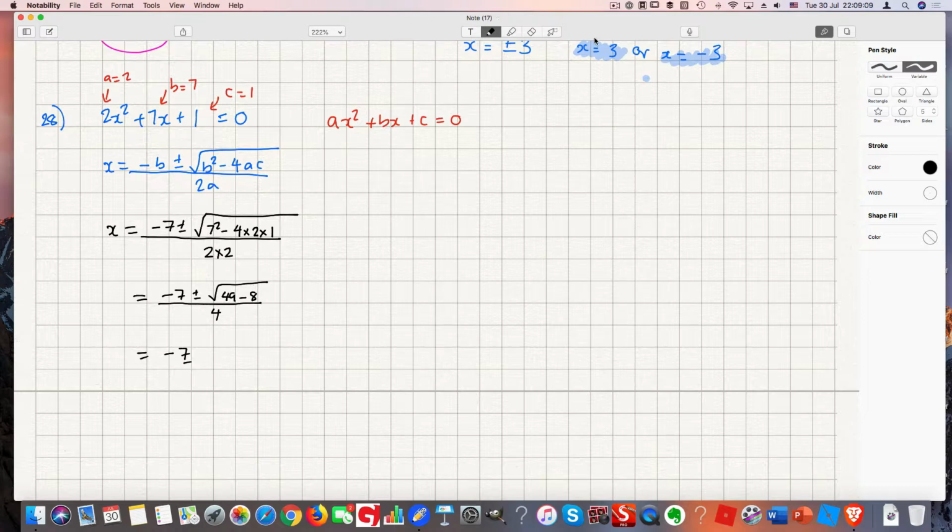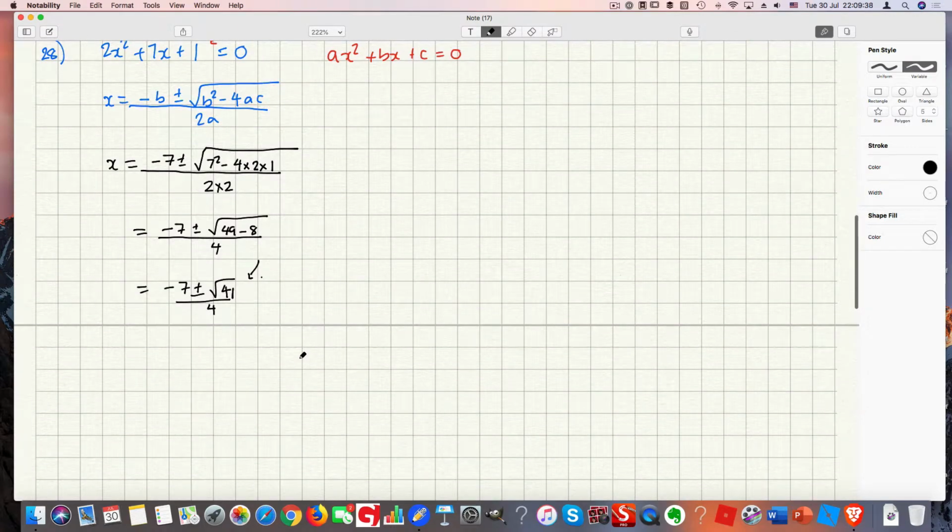Minus 7. Is there a back button? No, I'm going to have to use the rubber. So plus or minus square root of 41, because 49 minus 8 is 41, over 4. So this root 41 gives us the set form.